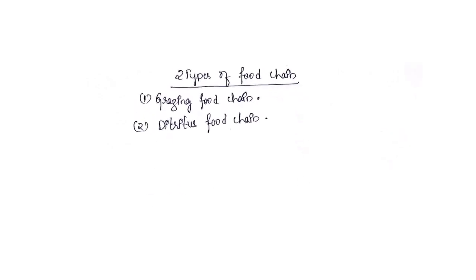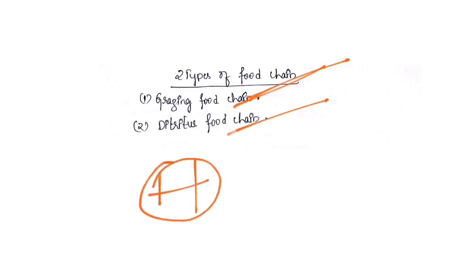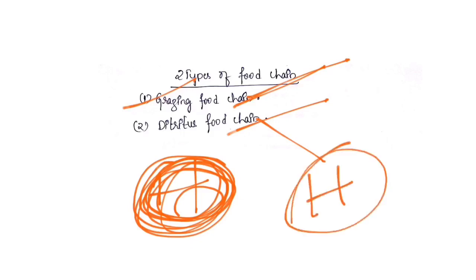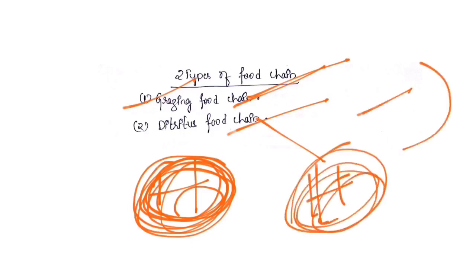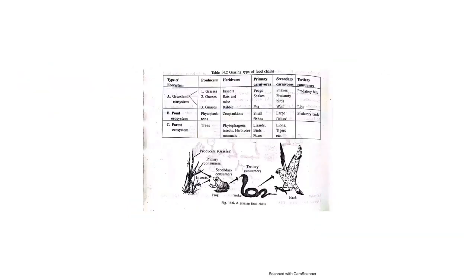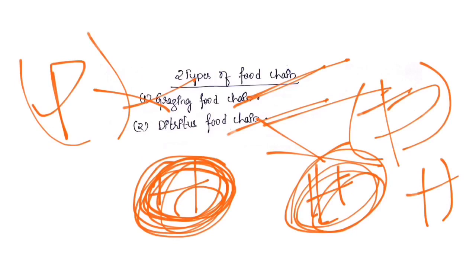Again, the food chain is of two types. One is grazing food chain, another one is detritus food chain. In grazing food chain, what happens? The food chain starts with the plants, meaning autotrophic organisms. In detritus food chain, the food chain doesn't start with the plants. It starts with the dead remains of plants and animals. In grazing food chain, it starts with plants. So this is the major difference between grazing food chain and detritus food chain.